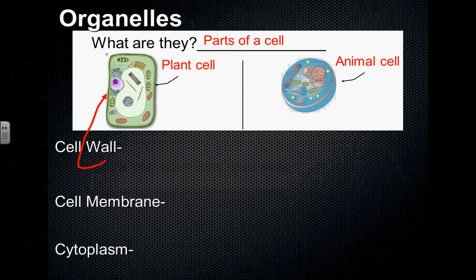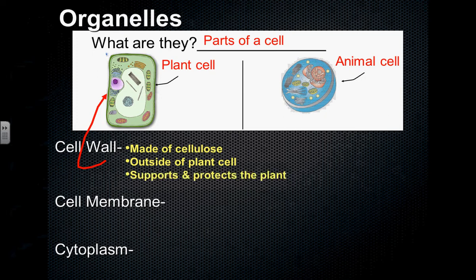Cell walls are found in plant cells, some bacteria, and fungi. It's made of a material called cellulose. It's more like an outer shell than a living part of the cell. It gives structure and support to the plant cell, it protects it, but it's not technically a living part of the cell. It's just kind of a shell.